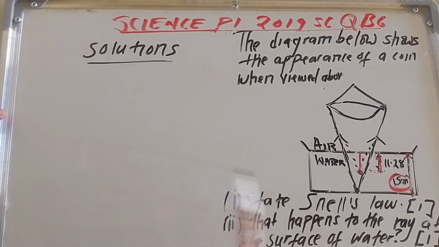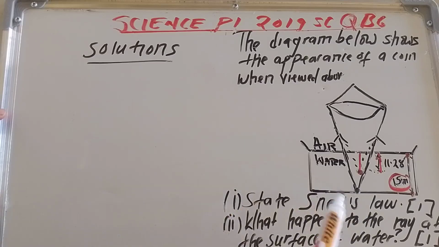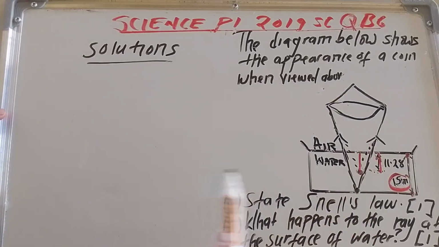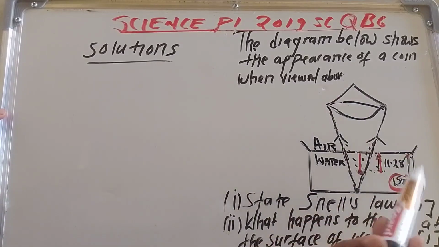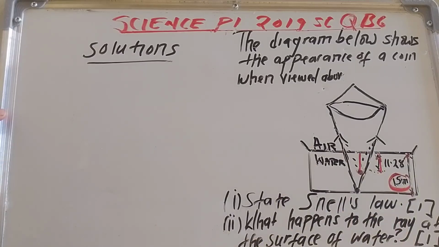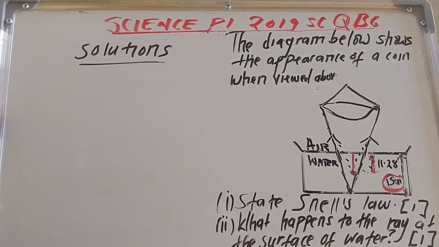Okay, so now after this coin is immersed in water, this is how it appears when viewed from above. And it has two heights, which are the real depth and also the apparent depth. So now let's go to the question. For question A, we have been told to state Snell's law. This is the first question which we have.